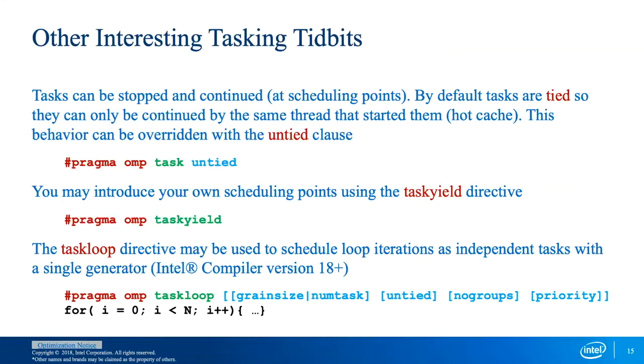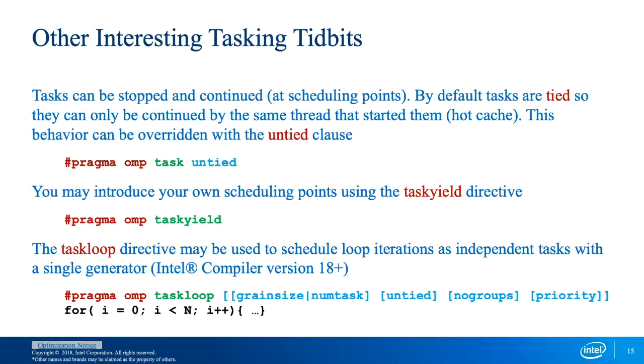Task yield is used when you want to generate your own scheduling point. I have to say I have not used task yield in my code, but I could see some examples where you're trying to do some sort of manual scheduling, but you might want to put a task yield at some point to say, I want to stop here and I want to allow you to schedule something else for this particular thread.